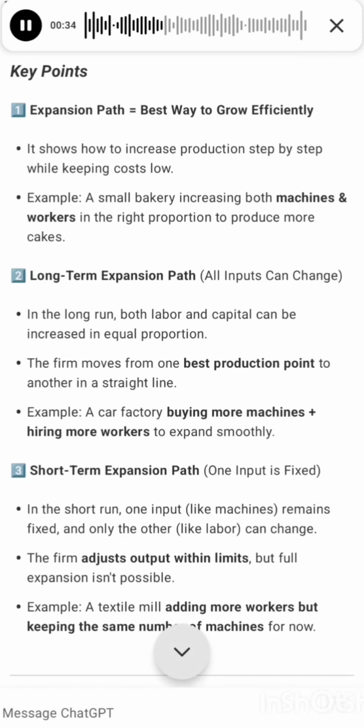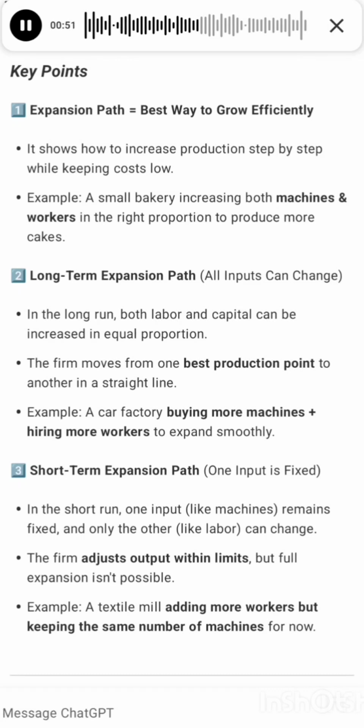In the long run, both labor and capital can be increased in equal proportion. The firm moves from one best production point to another in a straight line. Example, a car factory buying more machines plus hiring more workers to expand smoothly.